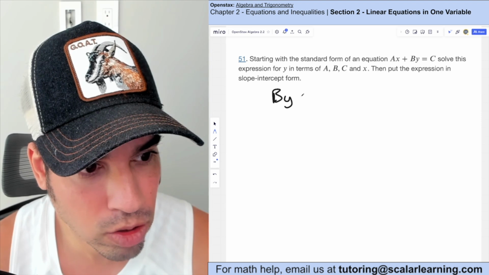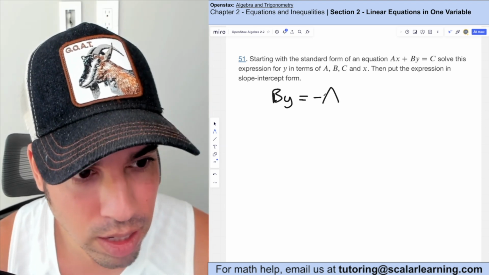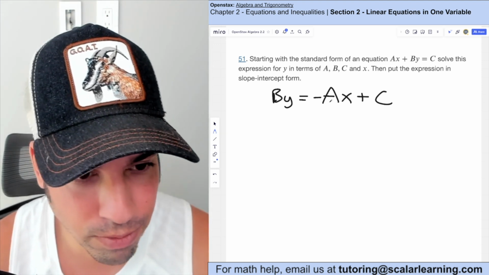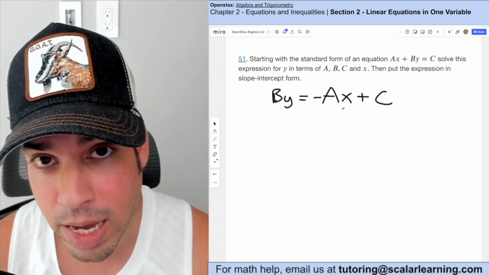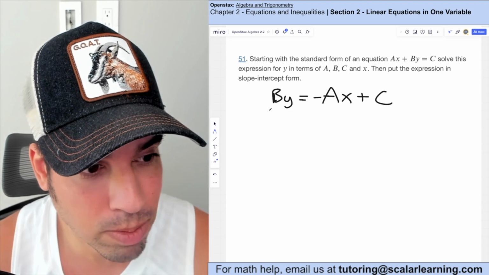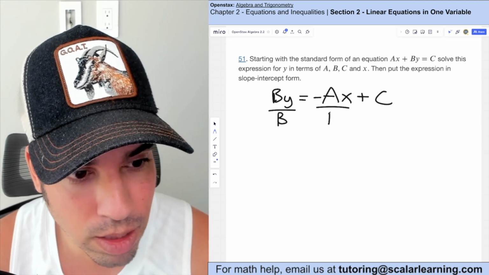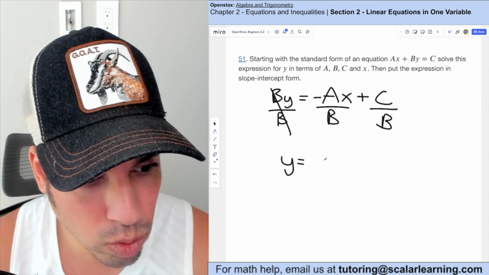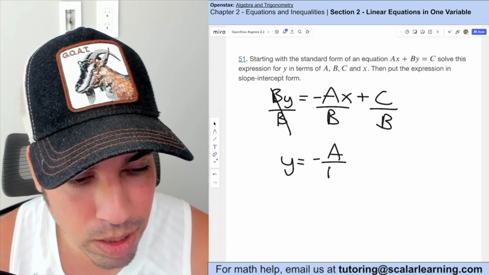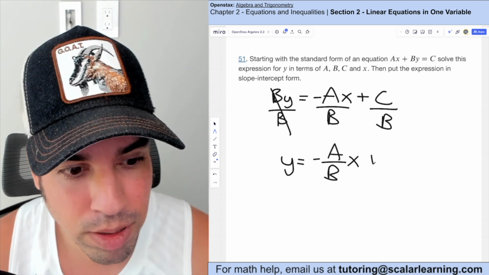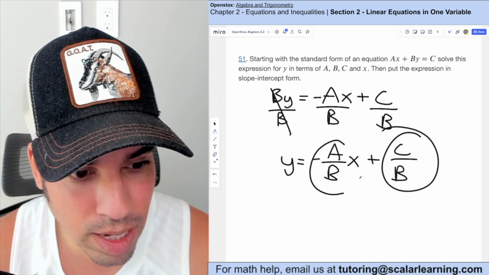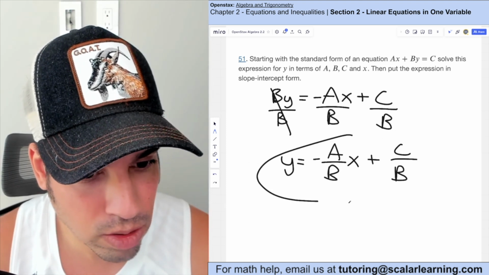So I'm going to do that right here. So we got by equals negative ax plus c, and I'm putting that x in front of the c to make sure we end in slope-intercept form. Then I'm going to divide everything by b, like so. And we're left with y equals negative a over b x plus c over b. This is the y-intercept. That's the slope. This is the final answer.